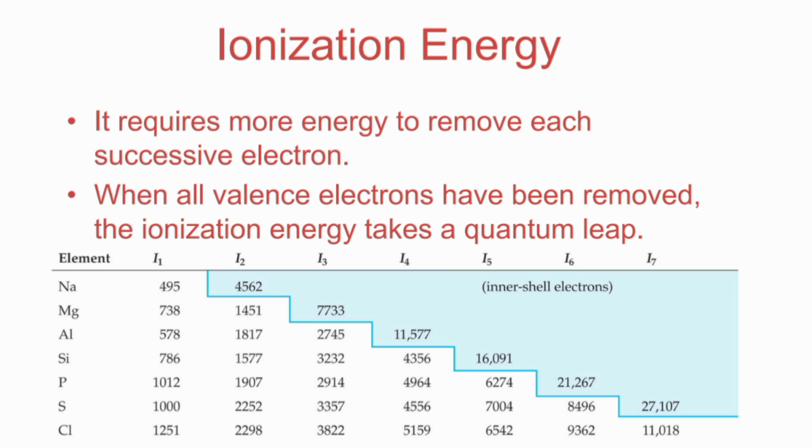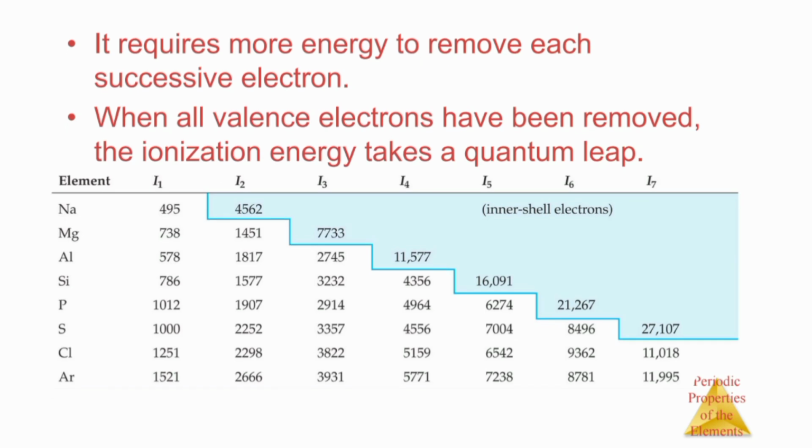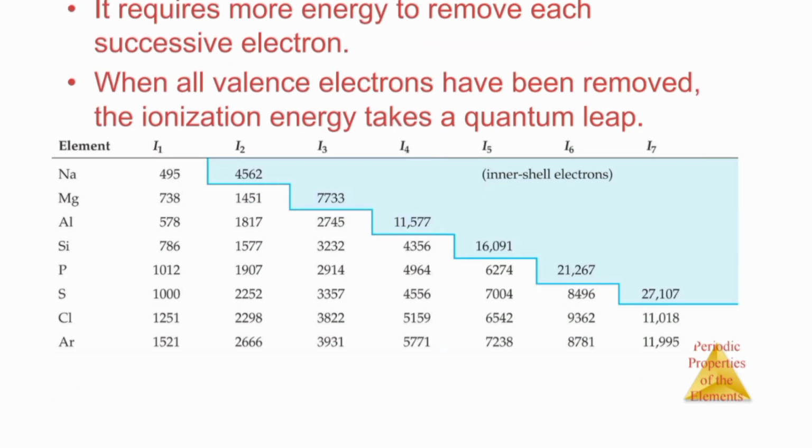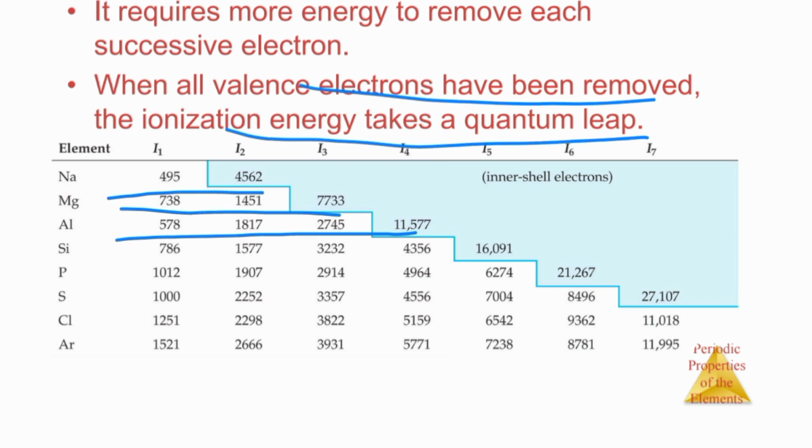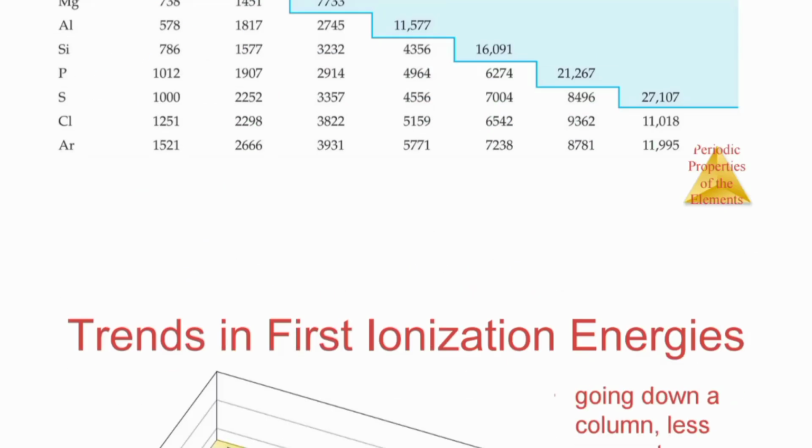You have removed one electron. For example, we have given 100 kilojoules. For the next electron, we have to give 200. In the next step, you have to give 400, then 800. The ionization energy will increase as we remove electrons one by one. When all the valence electrons have been removed, the ionization energy takes a quantum leap. You can see here for magnesium and aluminium, ionization energy is increasing.